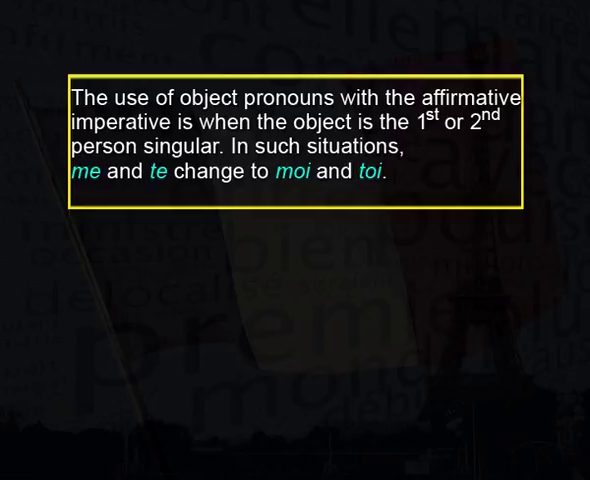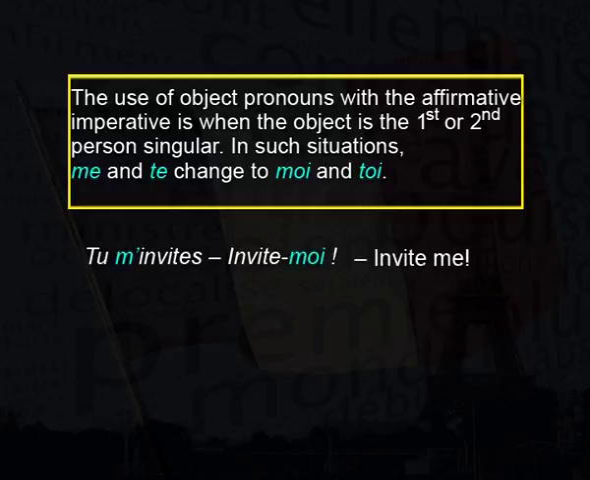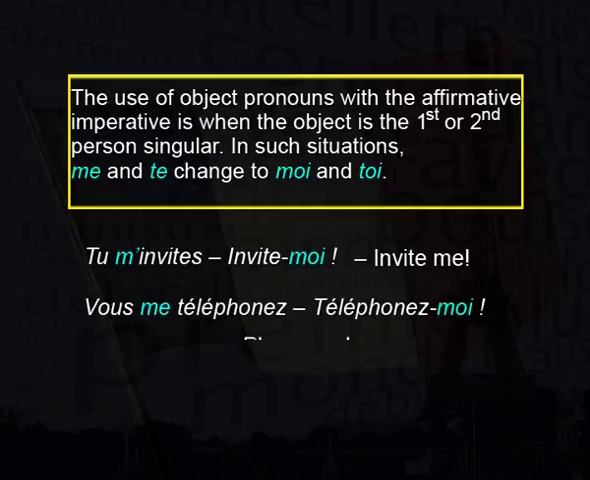Another rule regarding the use of object pronouns with the affirmative imperative is when the object is the first or second person singular. In such situations, me and te change to moi and toi. For example, tu m'invites, invite-moi, invite me. Vous me téléphonez, téléphonez-moi, phone me.